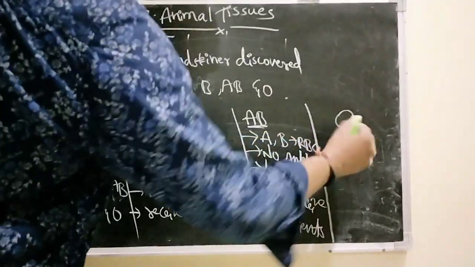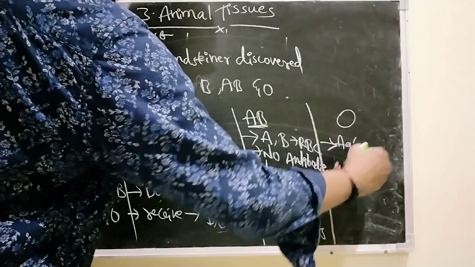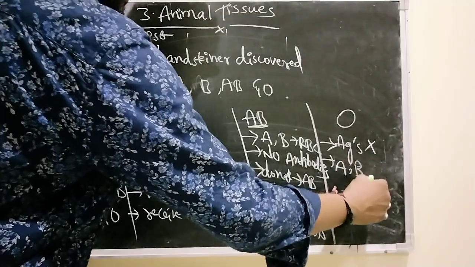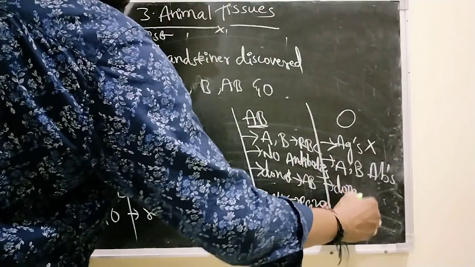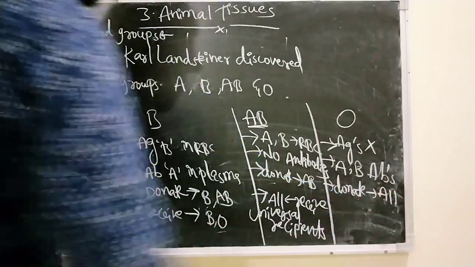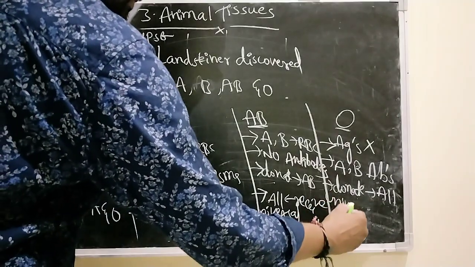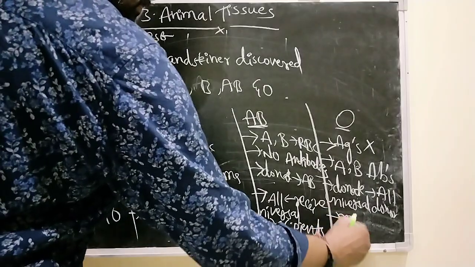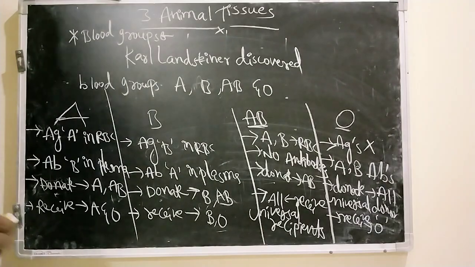Next one, O blood group. O blood group contains no antigens and their plasma contains A and B antibodies. Okay, and they can donate to all groups. That is why O blood group is called universal donor. And they can receive from O only. So this is about the blood groups.